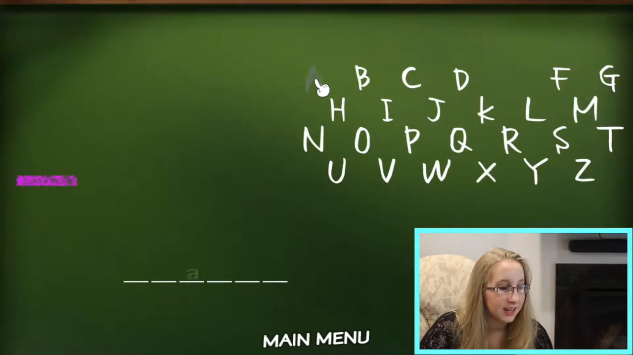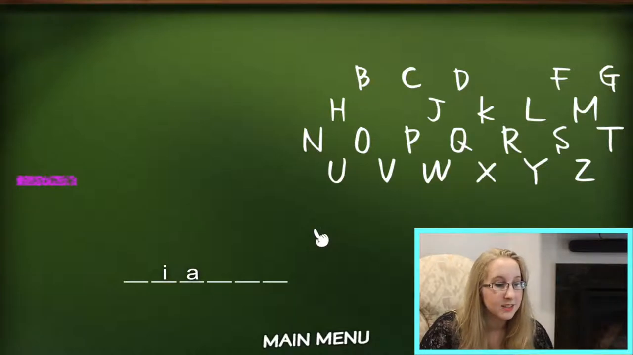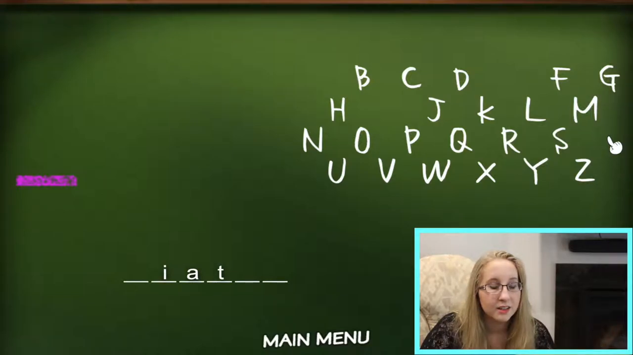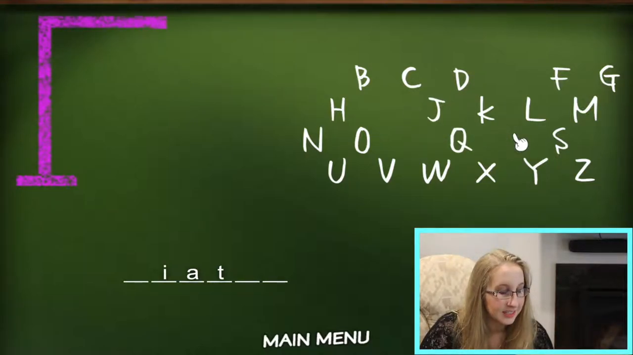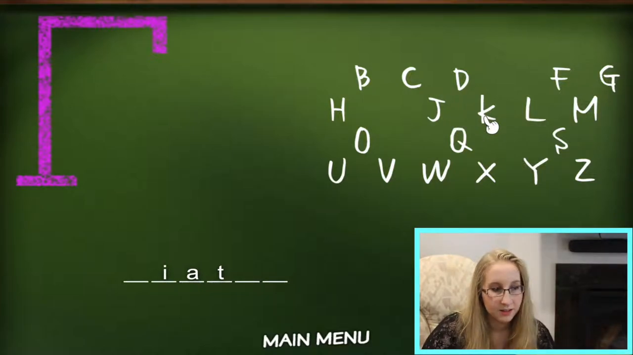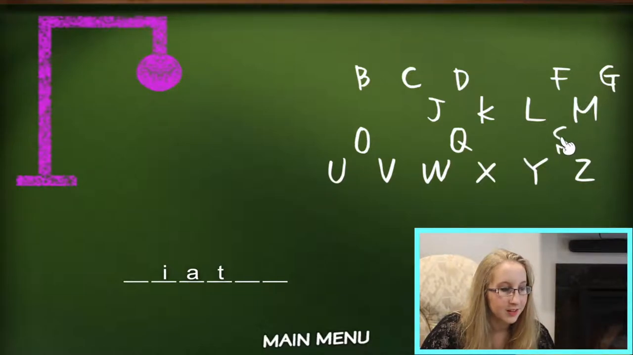Alright, so E, A, I, okay, there's, oh, it's N, R, N. It has to end with something. H. No, there's no H's. Is it a part of an animal? I don't know. Let's go with an S. That doesn't help at all.